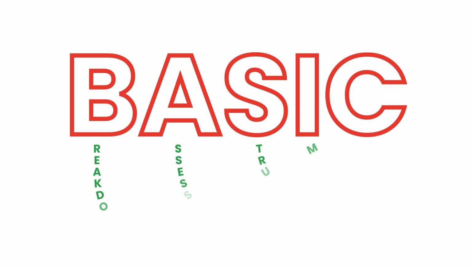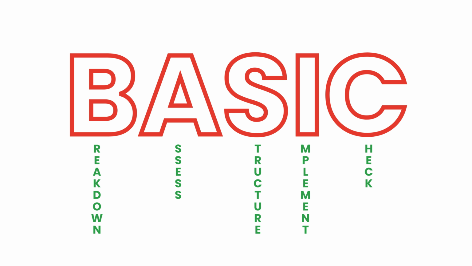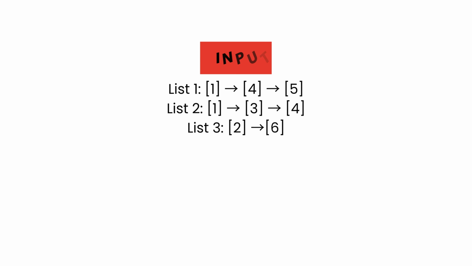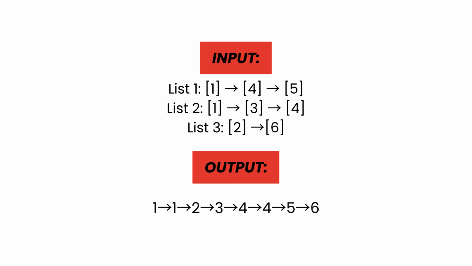Let's attack Merge K Sorted Lists with the basic problem-solving framework, a stepwise guide for turning chaos into clarity, even in the toughest coding rounds. Let's break it down. Given an array of k linked lists, each sorted in ascending order, merge them all into one sorted linked list and return its head. Example: input [1,4,5], [1,3,4], [2,6]. Output: 1, 1, 2, 3, 4, 4, 5, 6.